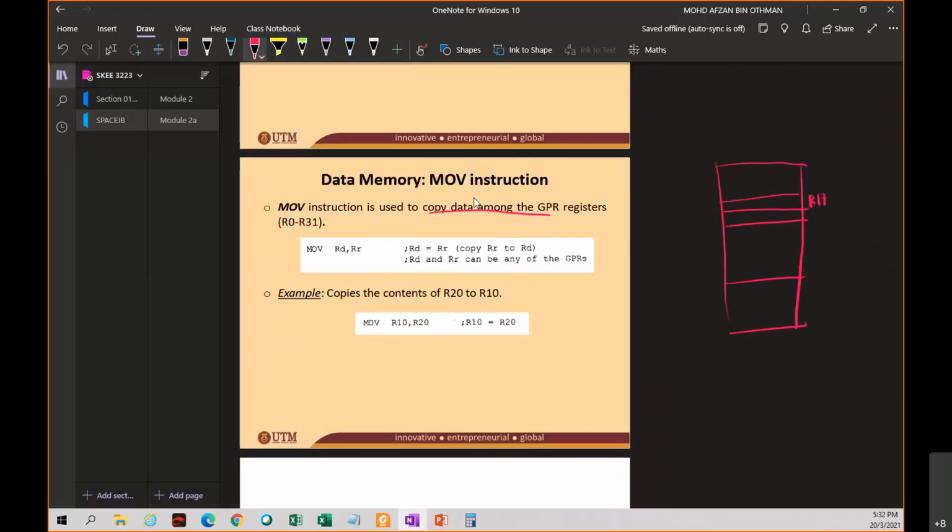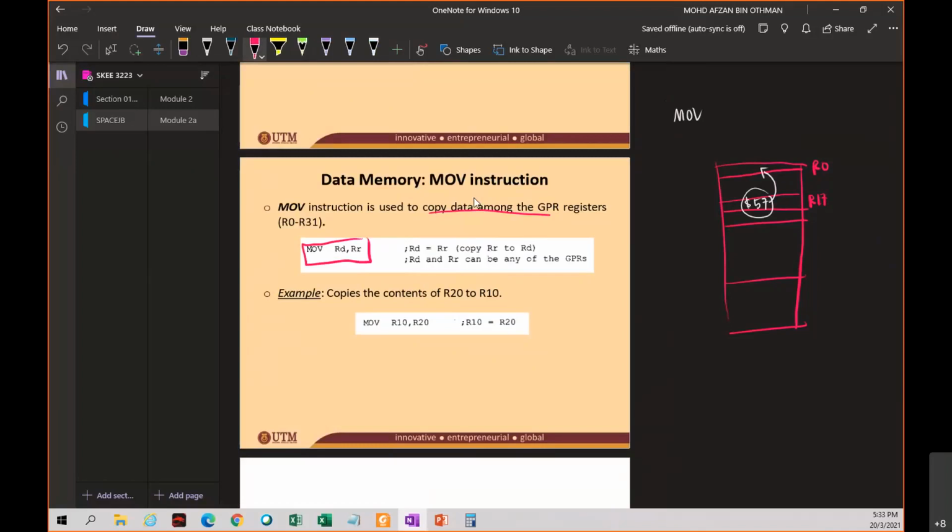Kamu nak masukkan R0. So contoh value kat sini saya letak 57. Okay, this value here you want to copy to R0. So how to do that? We can simply use the MOV instruction. Okay, so what does the MOV do? Okay, this is the syntax lah.